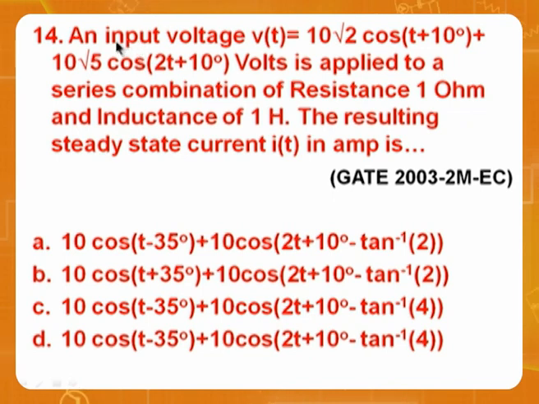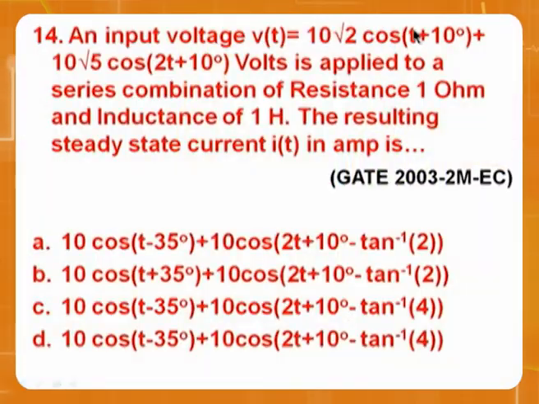14. An input voltage v(t) = 10√2 cos t + 10√5 cos 2t + 10 volts is applied to a series combination of resistance 1 ohm and inductance of 1 Henry. What is the resultant steady state current? Please understand, this is also a multi-tone signal. How many tones are there? One is omega equal to 1, other is omega equal to 2.